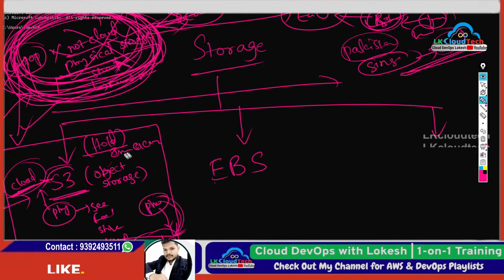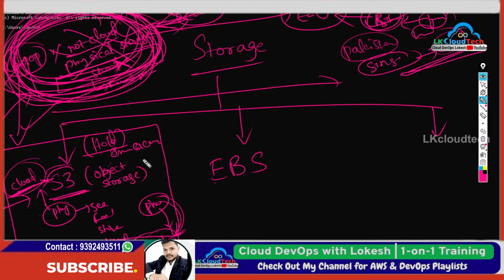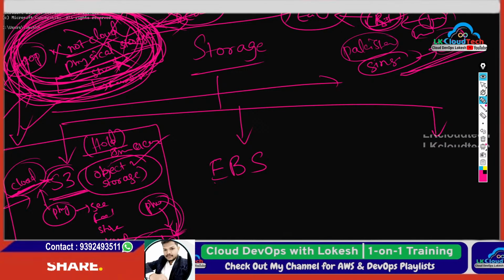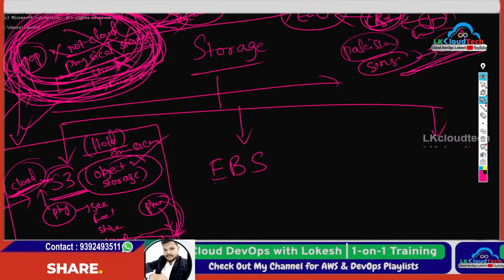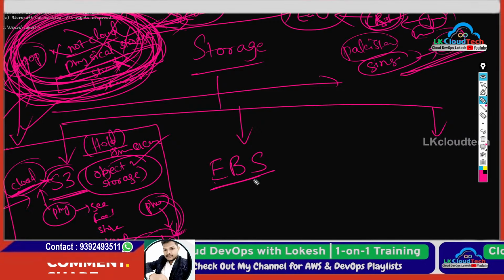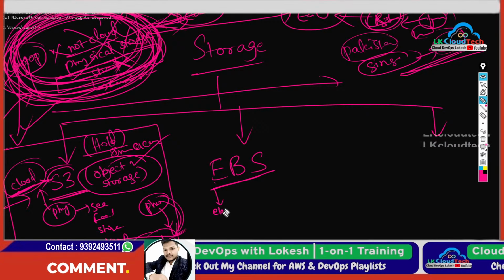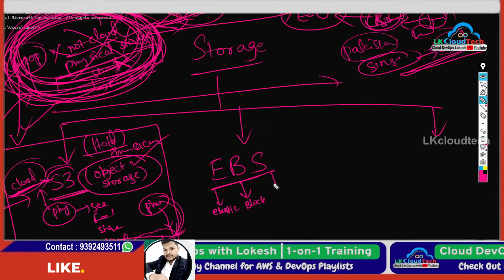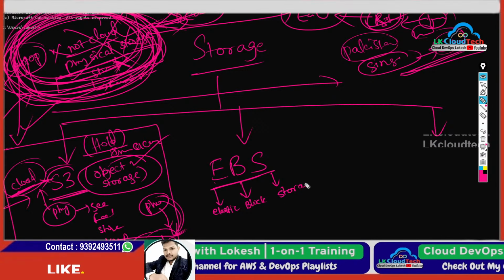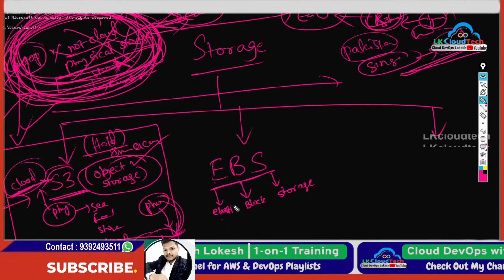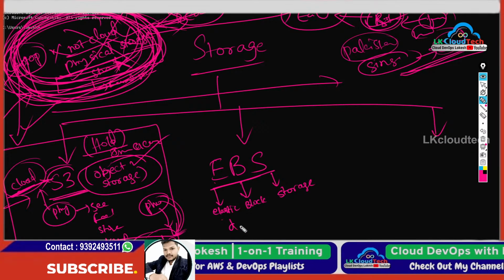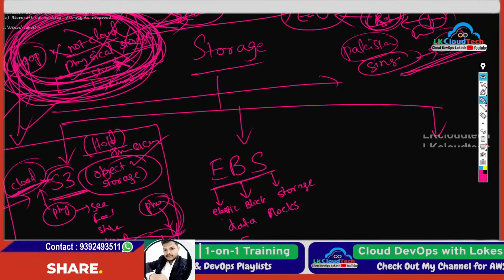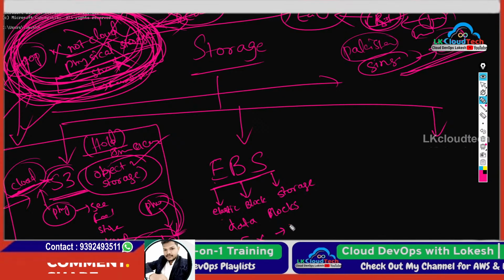You can store the data in the form of objects. That makes a difference. You understand? And what about EBS? Elastic Block Storage. It will store the data in the form of blocks. Example, volumes.